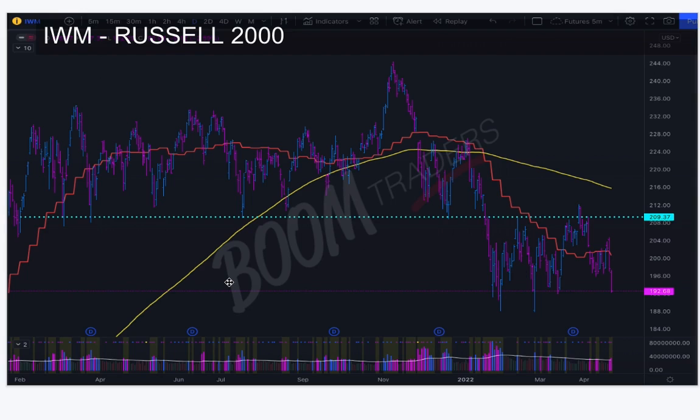Now, if we look at the Russell 2000, basically we're seeing that this is also heading down, indicated by the 2 key moving averages, and we're seeing that what throughout last year was really good support has now turned into resistance.